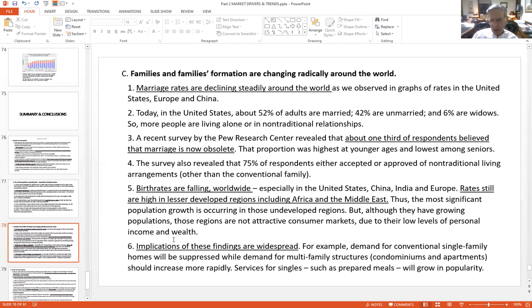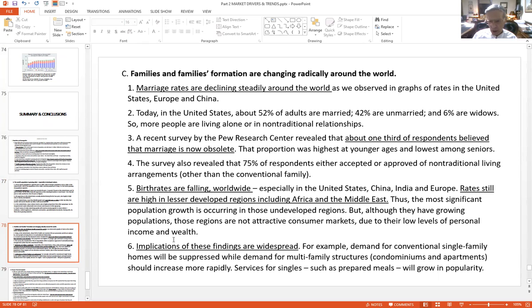So what about families and family formation? How do we see them as markets? And quite amazingly, marriage rates are declining steadily around the world. And we saw that in charts for the US, Europe, and China. Today, only about 52% of adults are married, 42% unmarried, 6% widows.